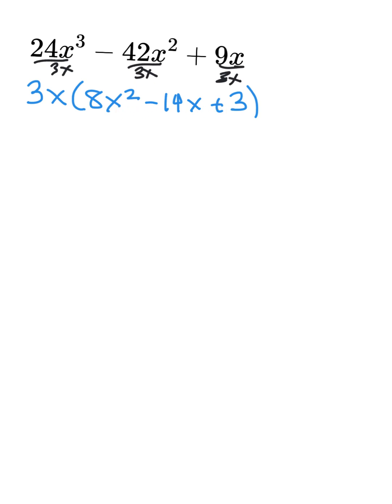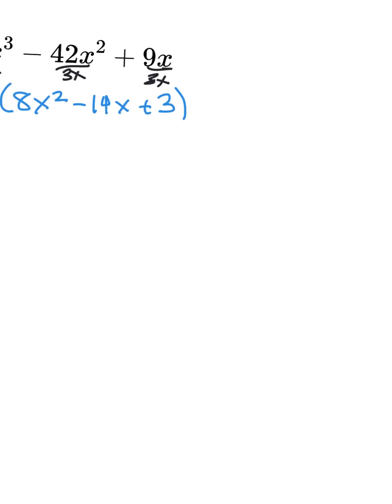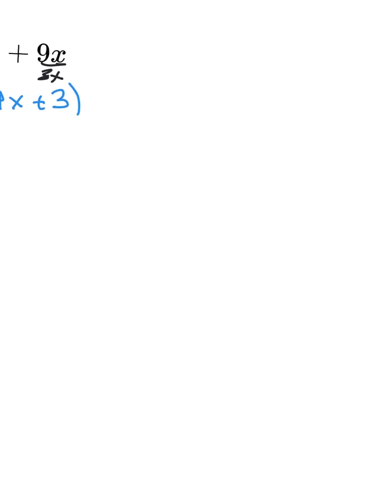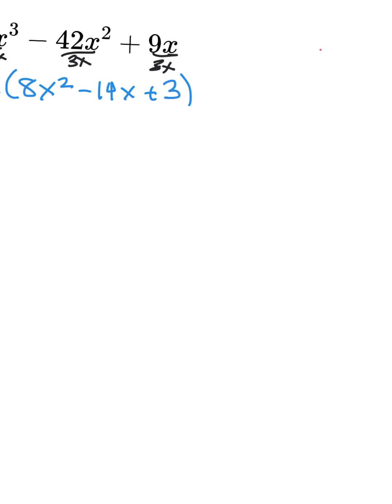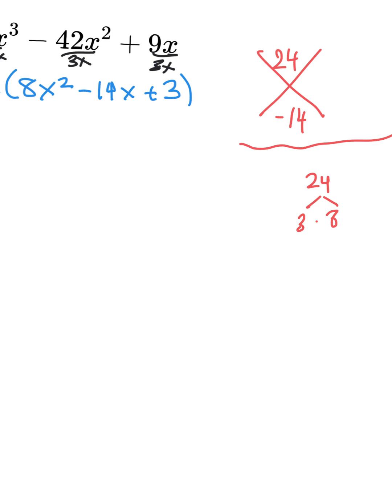Then I need to take the part in the parentheses, the quadratic here, and I'm going to go off to the side, and I'm going to do my x. And here, so 8 times 3 is 24. Then I have negative 14 down below. If I write out my factors of 24, when I think about that, it's like 3 times 8, 6 times 4. But the one that we're going to need is 12 and 2.